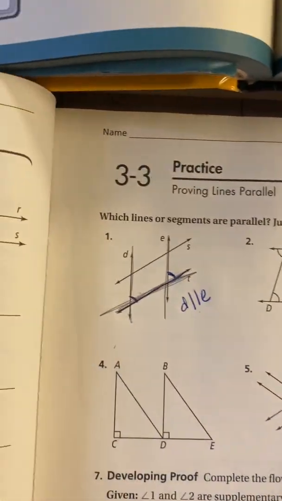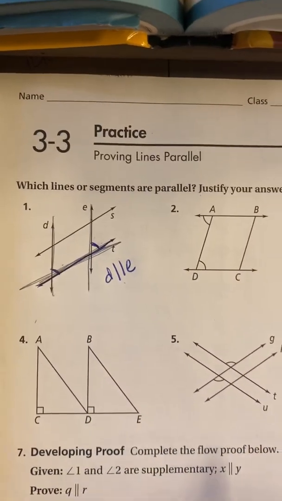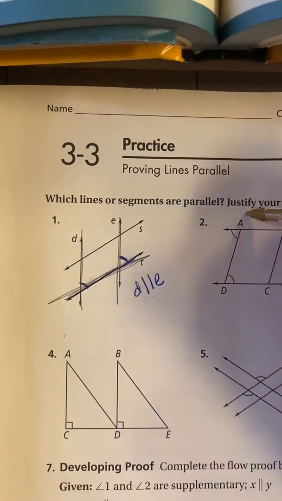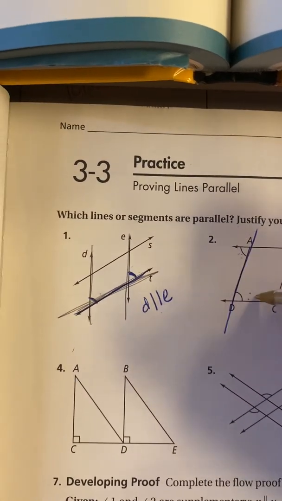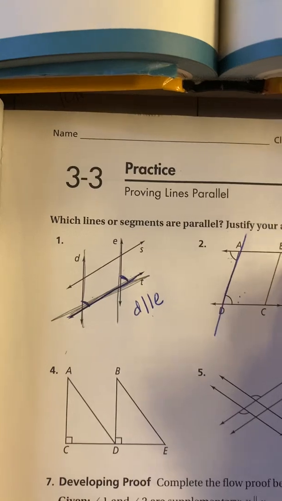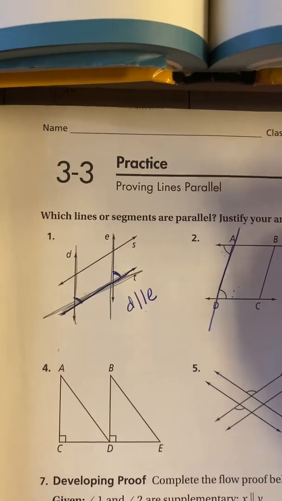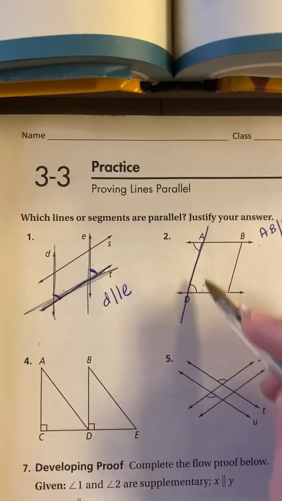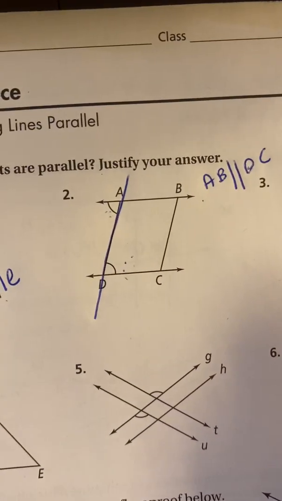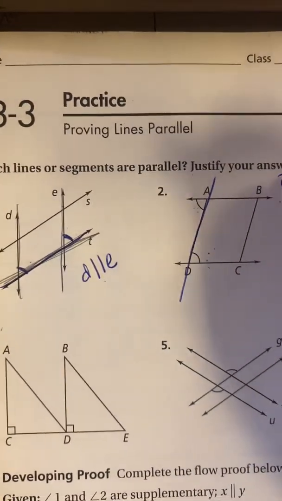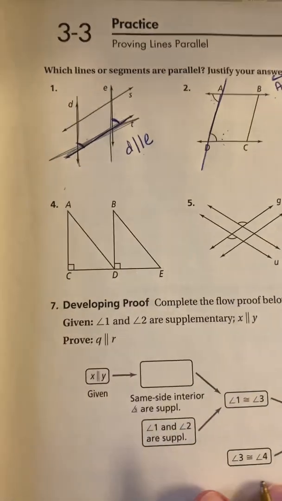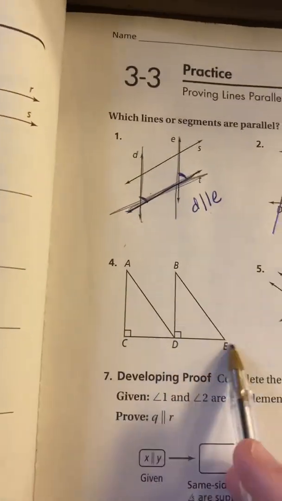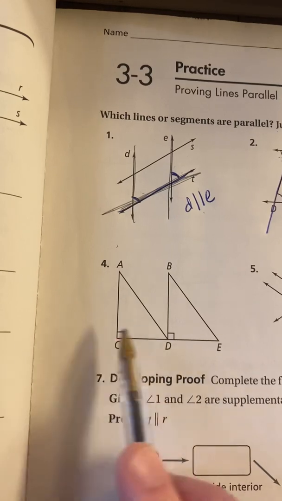Okay, so let's look at number 2. This is our transversal. These are alternate interior angles. So that means line AB is parallel to line DC because these are alternate interior angles and they're congruent. Okay, so that's how you do the first part. And you're going to know your transversal because both angles are going to be touching that transversal.